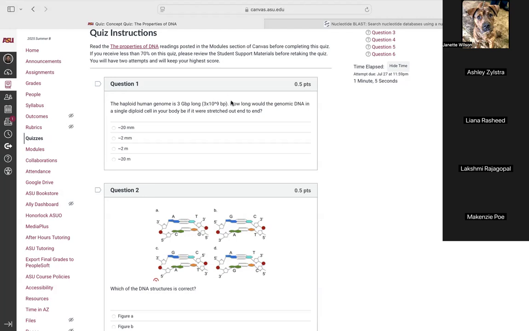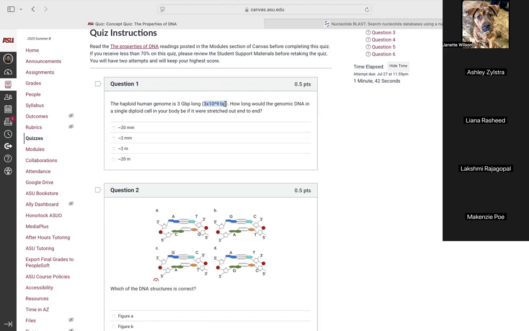Okay. How long would the genomic DNA in a single diploid cell be in your body? So you're supposed to multiply this by 2? Yes, but you still have some other quantity that you have to multiply. It's 3.4 something that we have to multiply. So that's how you get it. Okay. So it was slightly difficult, that one and the last question on that particular concept quiz.